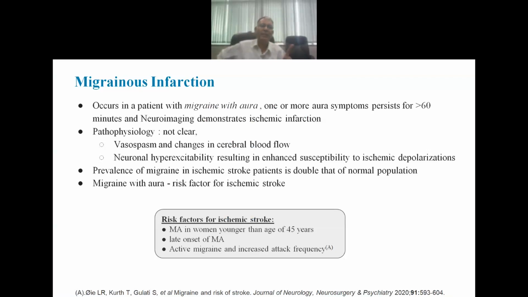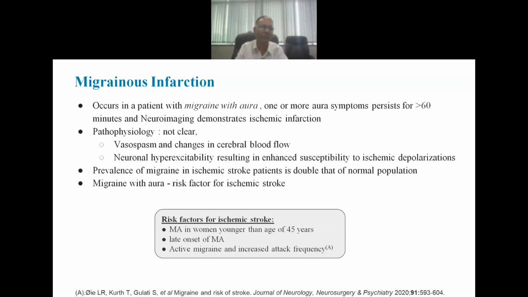Then coming to migrainous infarction, all these things are relatively rare, but definitely just to keep everything in your mind, I have brought this up. This is migraine with aura. It is migrainous infarction, as if you are dealing with a case of CVA which is preceded by migraine. So migraine giving rise to stroke or paralysis is called migrainous infarction. Many times it is seen in patients with migraine with aura, with one or more aura symptoms.